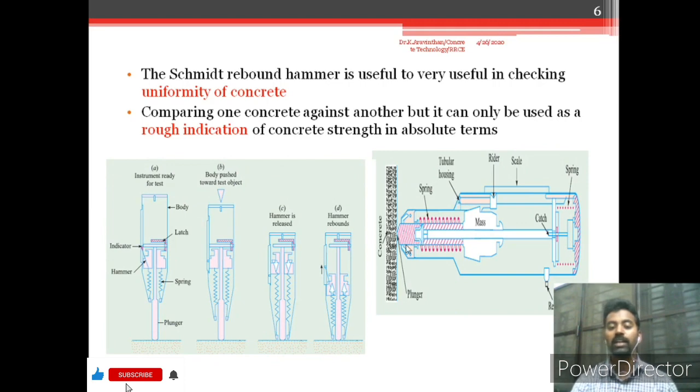There is a plunger here, and the plunger is attached to the rod. This rod is attached to the catch clip here. Initially, before striking, the equipment will be in this position. There is a plunger and a spring which is connected, and a hammer is here. This is the mass element, and there is an indicator, a graduated scale to identify the amount of force being rebounded, and this is the body.